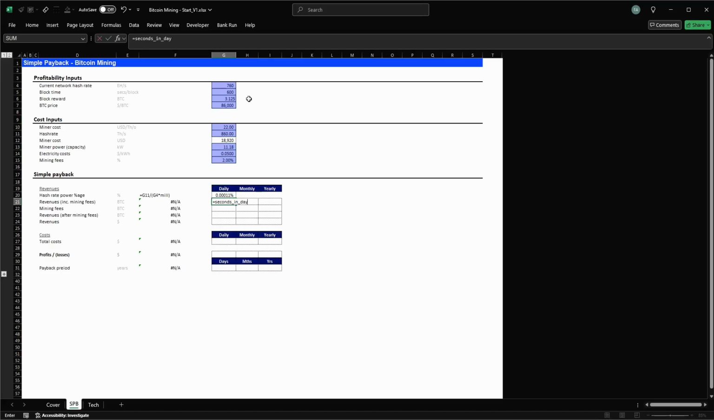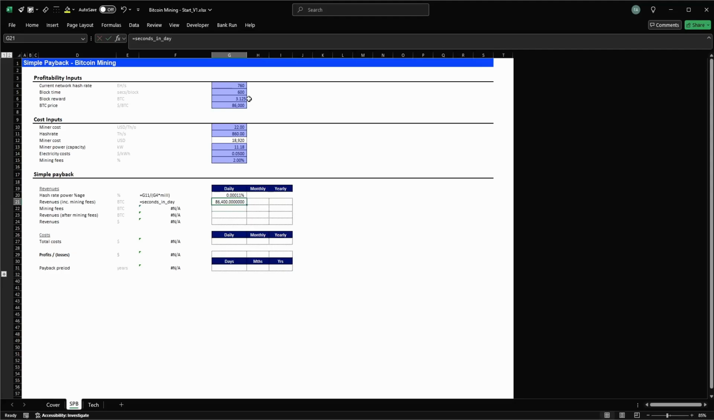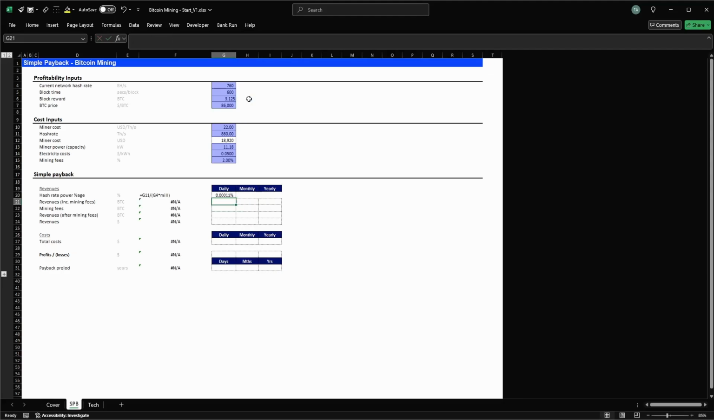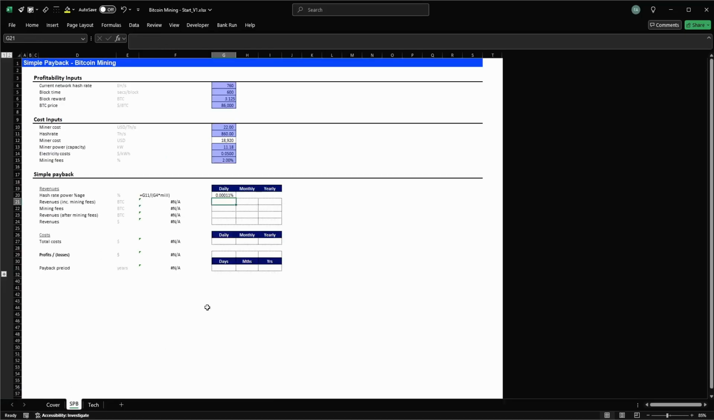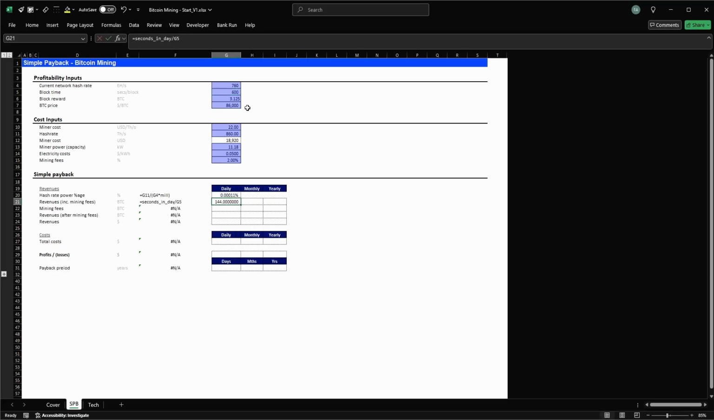And I have this already over here. This is how much. Let me just go back here, Control Z. If you go to the technical section, we have the number of seconds in a day, which is calculated over here. So basically we're going to have the seconds in a day, then we're going to get this number here and divide by how often we get a block. So that's going to give us 144 blocks per day already.